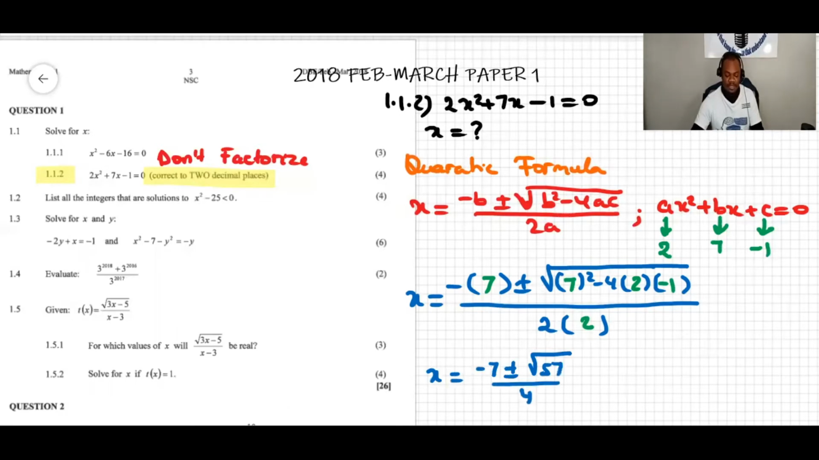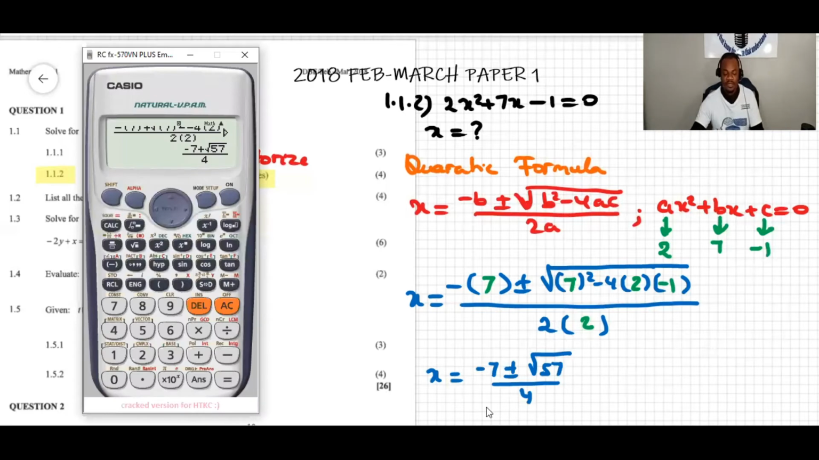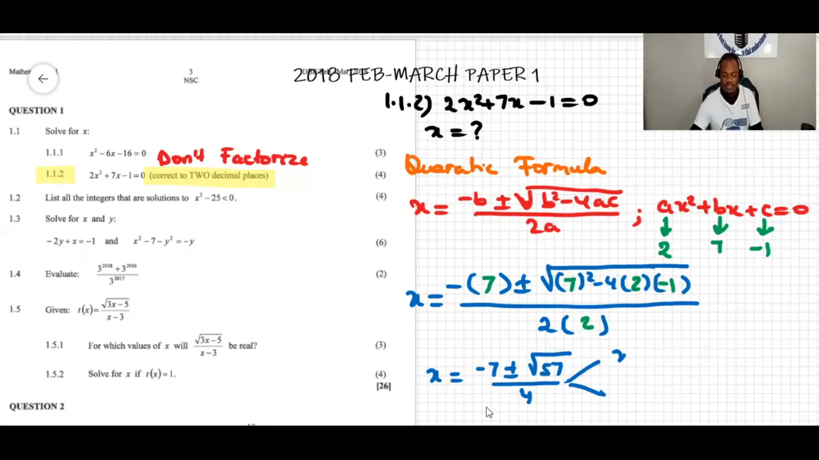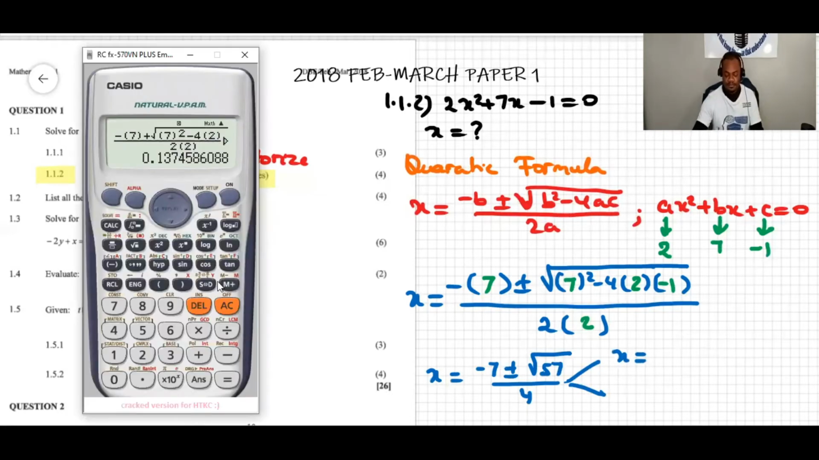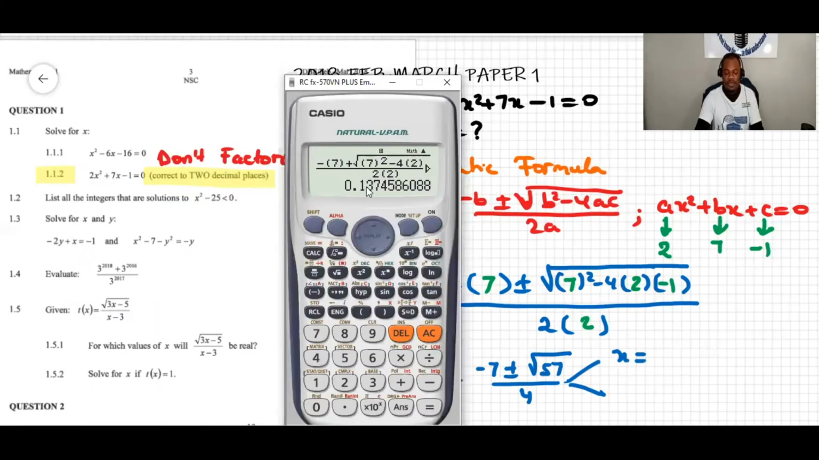This expression generates two solutions, one with the positive and the other with the negative. Let's start with the positive first. You press SD here, and because it says correct to two decimal places, we look at the third decimal place value, which is 7. Because 7 is more than 5, we increase the number 3 by 1 unit. So the solution here will be 0.14.